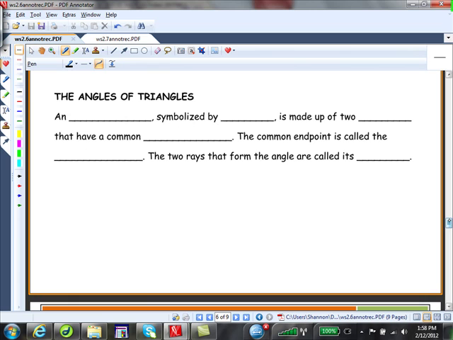All right, so now we come into angles of triangles. An angle, symbolized by this symbol, is made up of two rays that have a common end point. The common end point is called the vertex. The two rays that form the angle are called its sides.